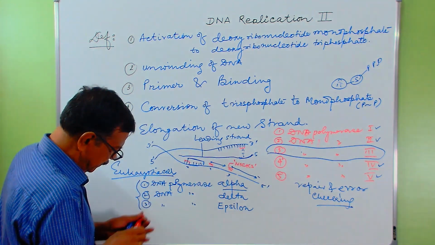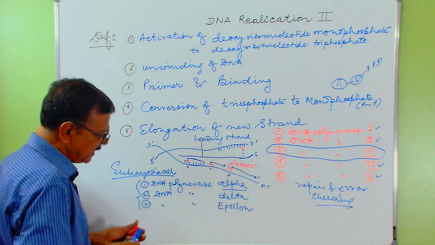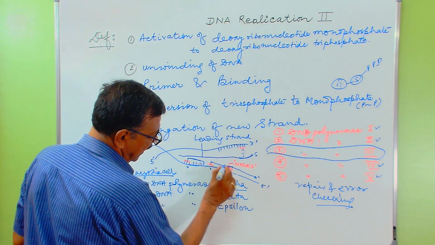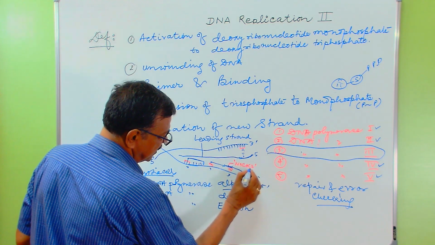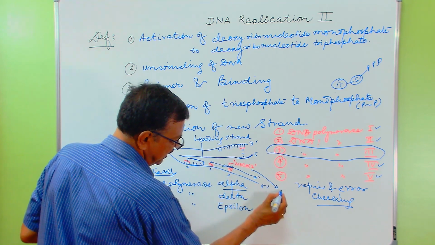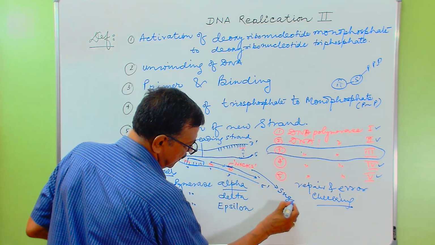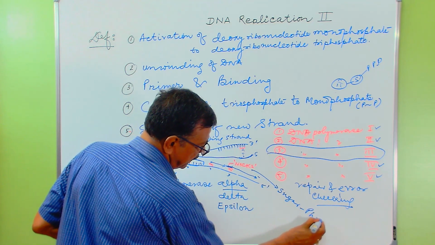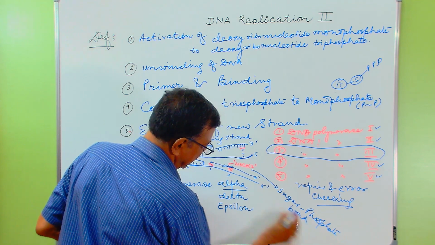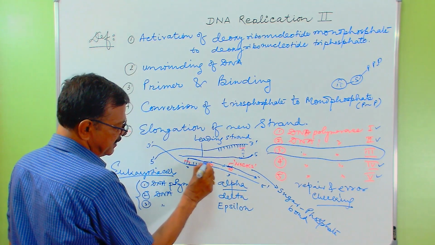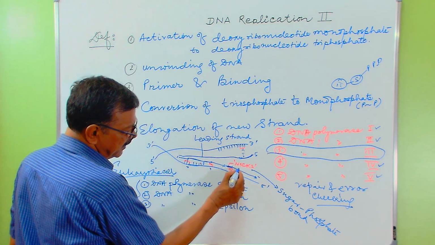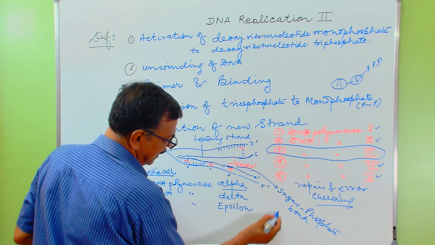Ligase acts like a glue. It joins the sugar phosphate bond. These nicks are formed, and ligase joins here, again here, and again here. In this way, these nicks are filled up by ligase.